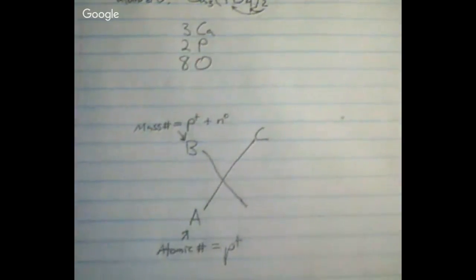Okay. And then C, I also like using C there because that is the charge. You don't always have a charge. If it's an atom, there is no charge because protons and electrons are the same amount.